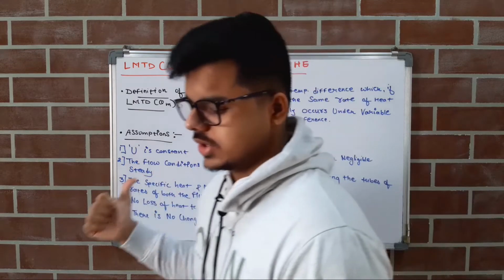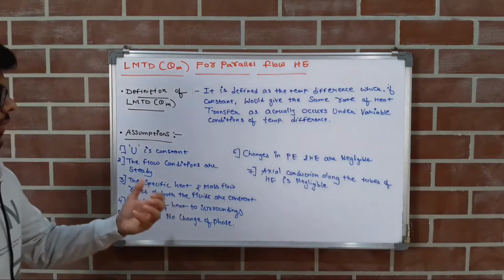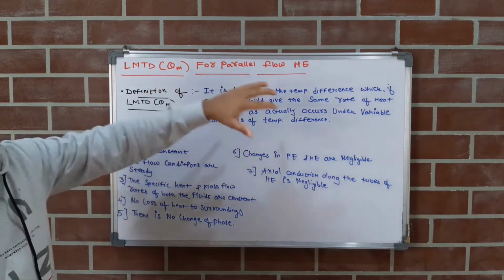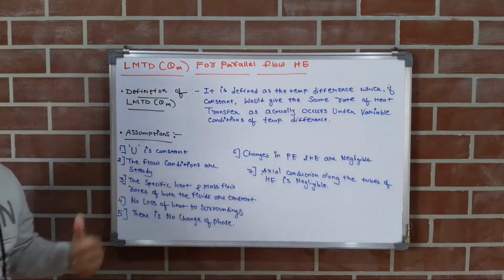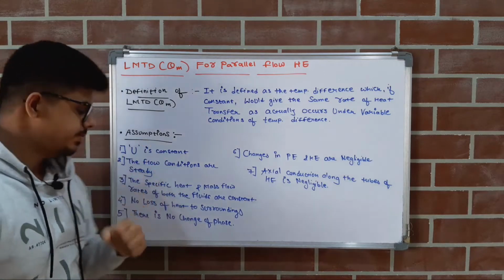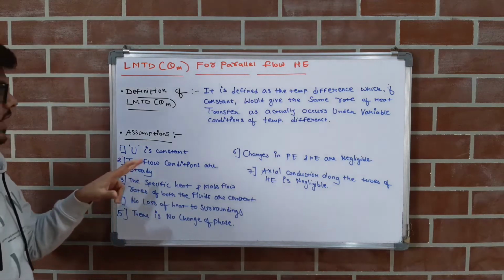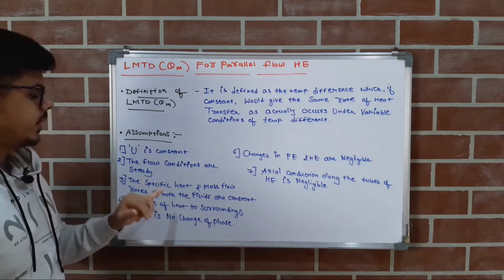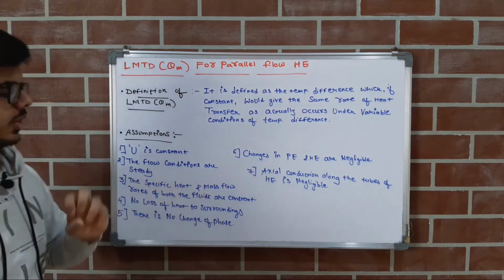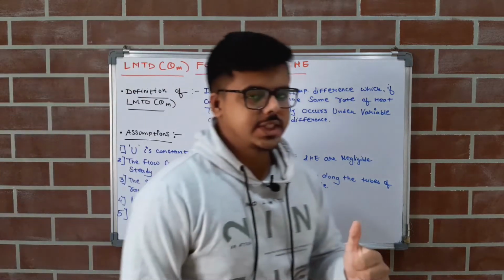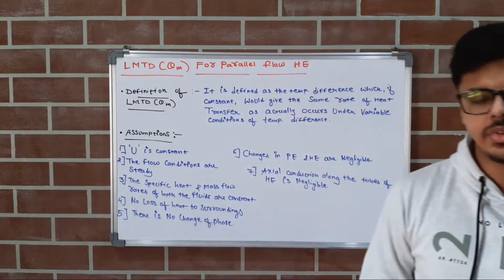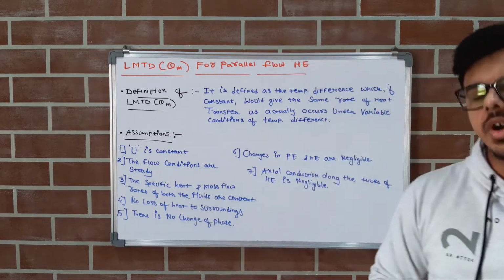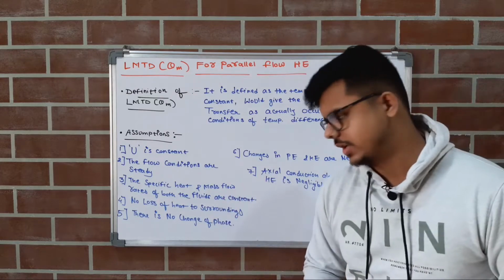So what is the first assumption? That U is constant, that is the overall heat transfer coefficient for our heat exchanger. Means we are deriving LMTD for parallel flow, and we will consider our overall heat transfer coefficient as constant. The second is the flow conditions are steady. The third, the specific heat and mass flow rates of both the fluids are constant. That is, specific heat is Cp, and the mass flow rate is m dot. I will show it afterwards in this derivation.